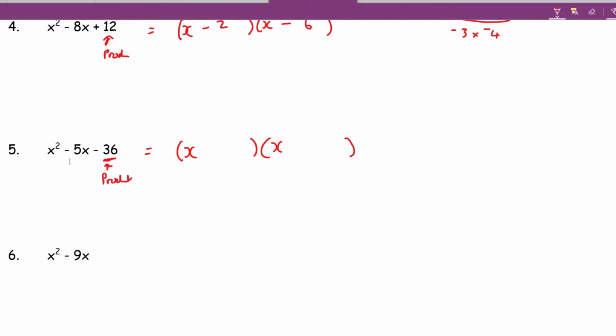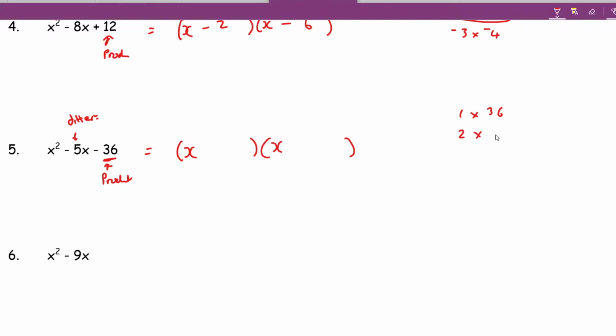Now this one is the sum, but it's more like a difference of 5. I'm going to call this a difference of 5. So the difference between the 2 numbers is going to give me 5. So let's just double check. 1 times 36, the difference there is 35.